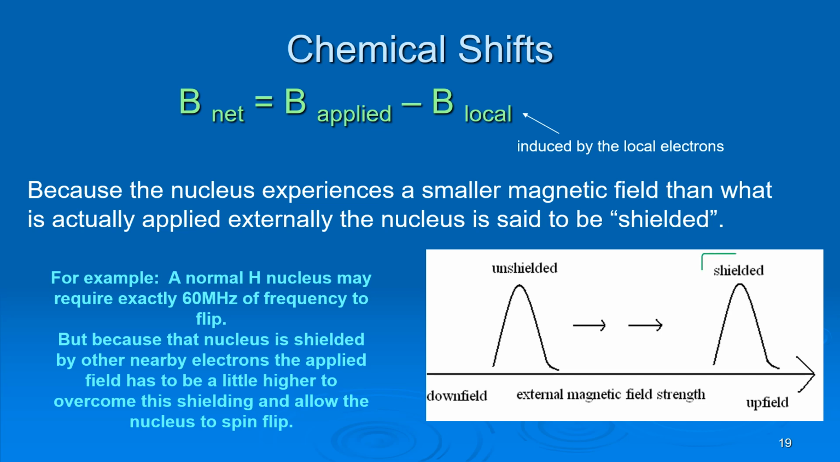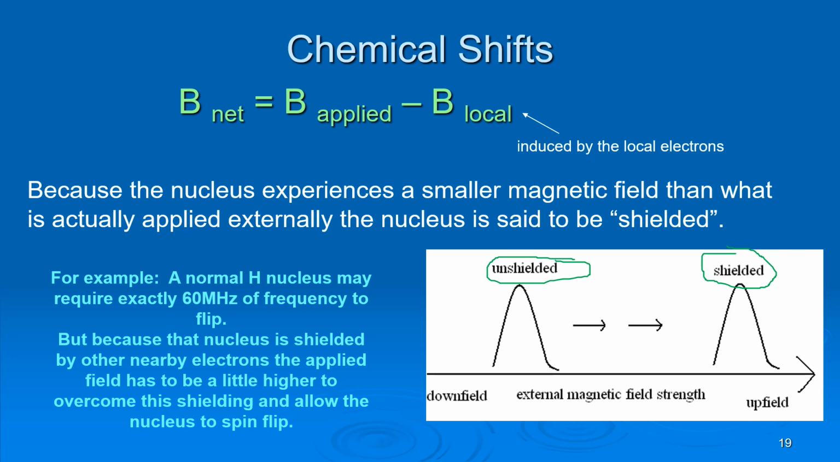Keep in mind that if you're going toward upfield, the carbons or the nuclei are more shielded, and the further to the left or downfield, the more unshielded a nucleus is. And so here's the equation. The field felt is equal to the applied field minus whatever local field is induced by the local electrons.